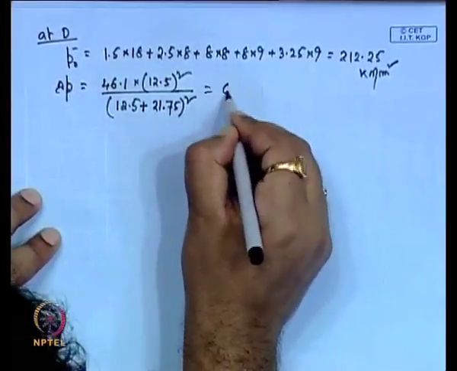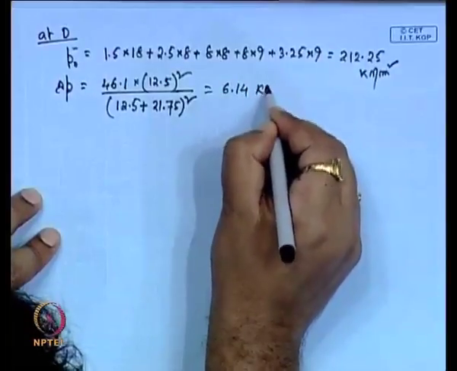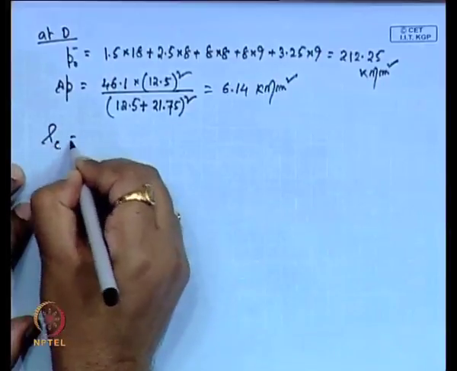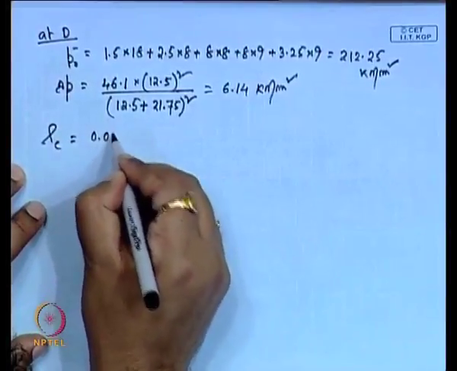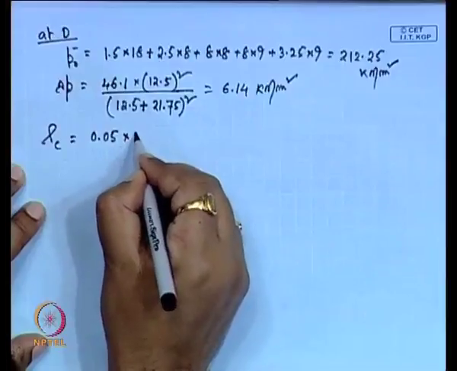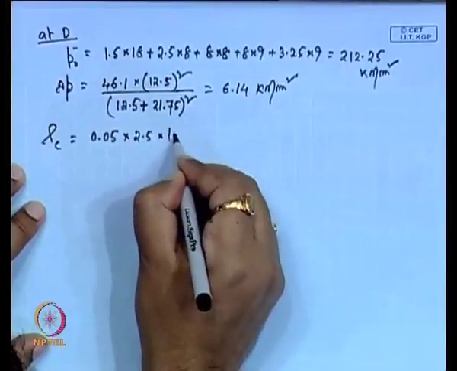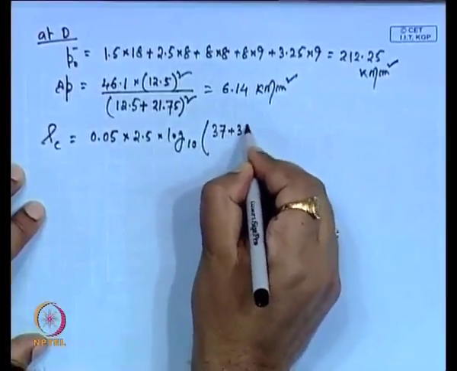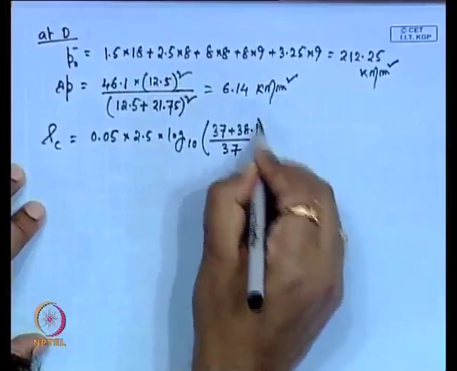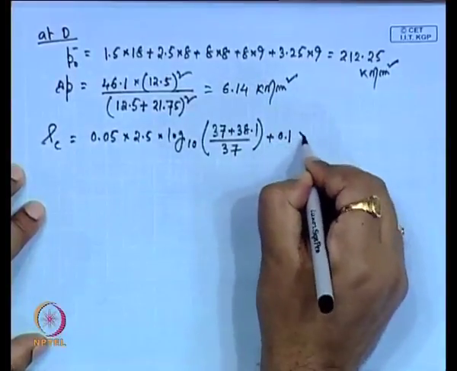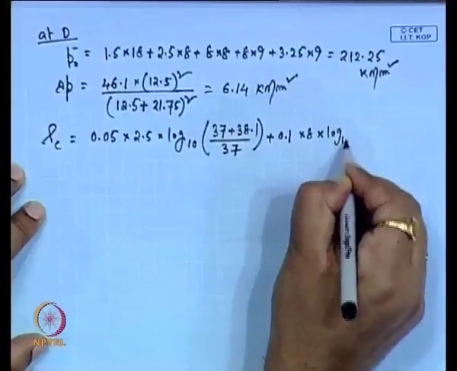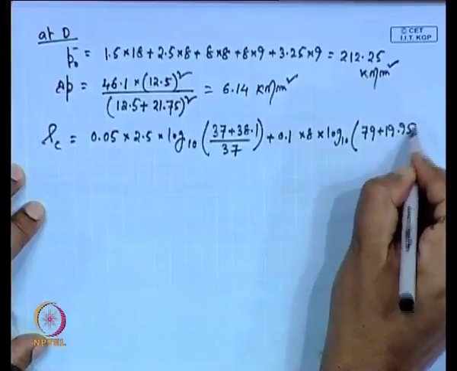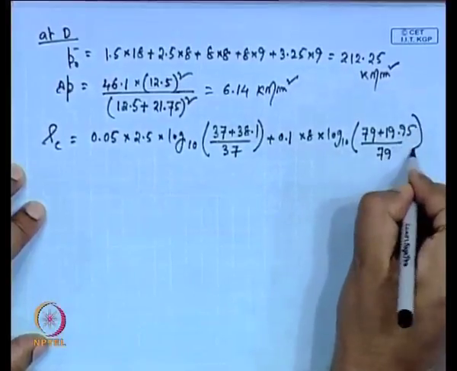So, this value is 6.14 kilonewton per meter square. So, the consolidation settlement that you will get, say, 0.05, this Cc, into thickness 2.5 for this first layer, into log 10, 37 plus 38.1 divided by 37, plus 0.1 into 8 into log 10, this is 79 plus 19.95 divided by 79.